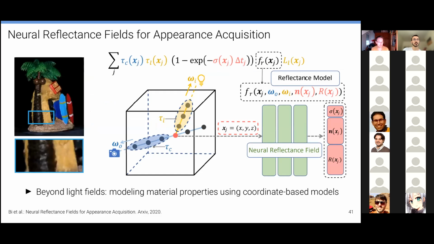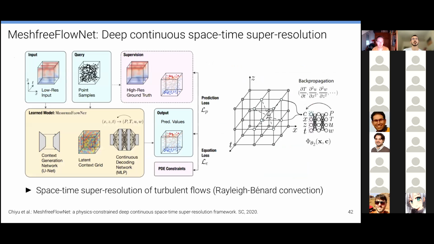It has also been used to model and incorporate reflectance information. So here's an example from SciB, where they have used these types of models to not only model the surface light field, but actually the actual rendering equation. And in this case, implicit models have been used for space-time super resolution of turbulent flows with applications to physics.